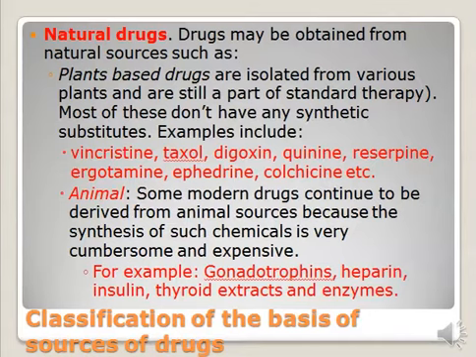Then the next category of naturally occurring drugs are the animal sources. Some modern drugs continue to be derived from animal sources because their synthesis in the laboratory is very expensive and very difficult. For example, gonadotropins, which are obtained from different animals. Similarly, heparin, insulin. As you know, insulin was previously obtained from pigs. Then we have thyroid extracts and enzymes. All of these are examples of drugs occurring in nature that are obtained through animals.